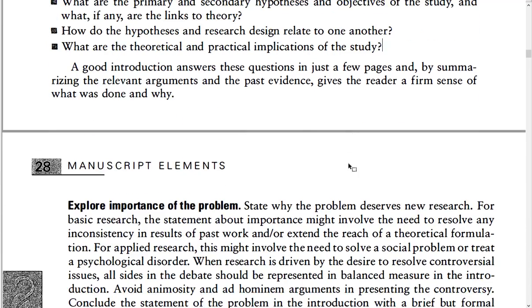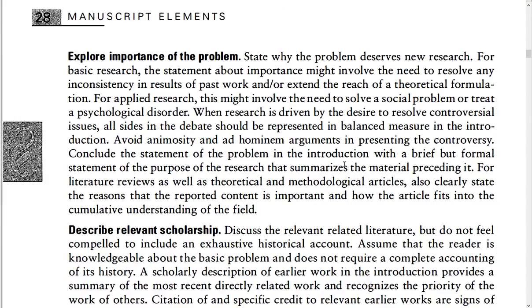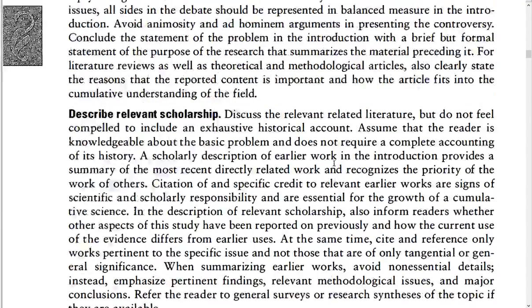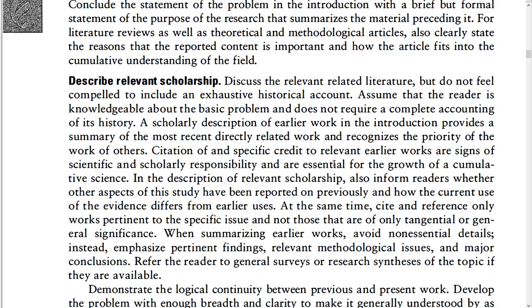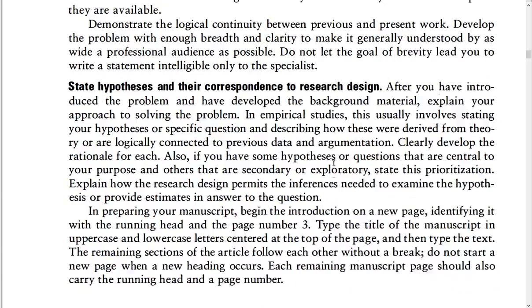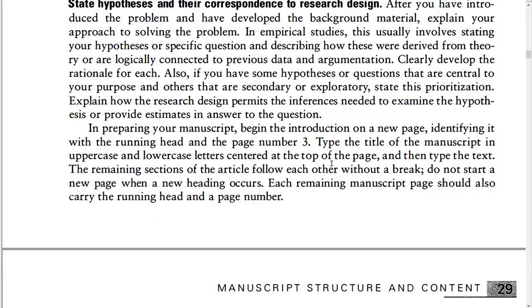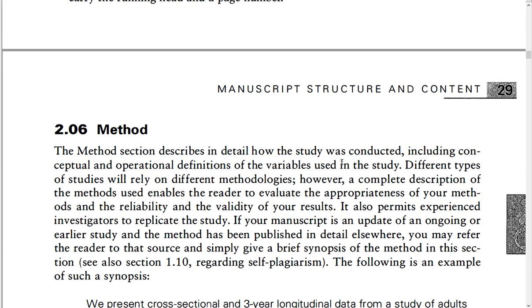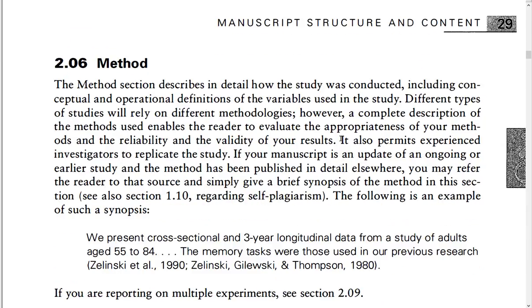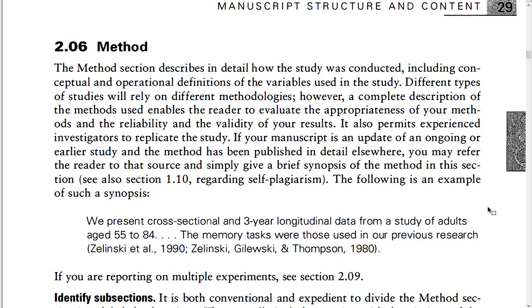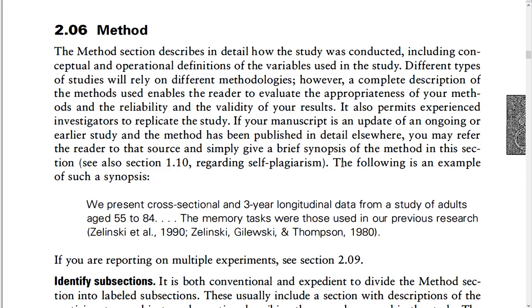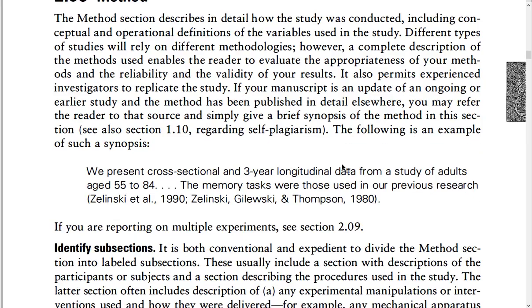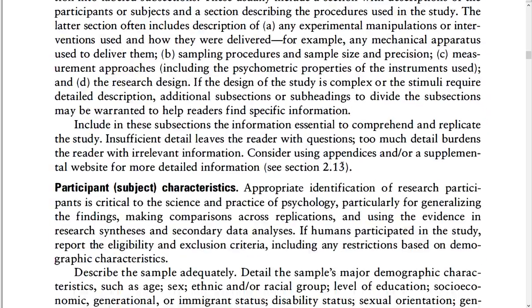And then it talks about some basic things. Obviously, in your introduction, you want to explore the importance of the problem, describe how it's relevant to current scholarship, again, state your hypotheses and correspondence to research design. Then we get into the actual literature review, which we'll discuss more. Then you have what's called the methods section. The methods section is basically where you go about telling the people that are reading what it is that you've actually done or what you're doing in your study. And again, we'll look more at that later.